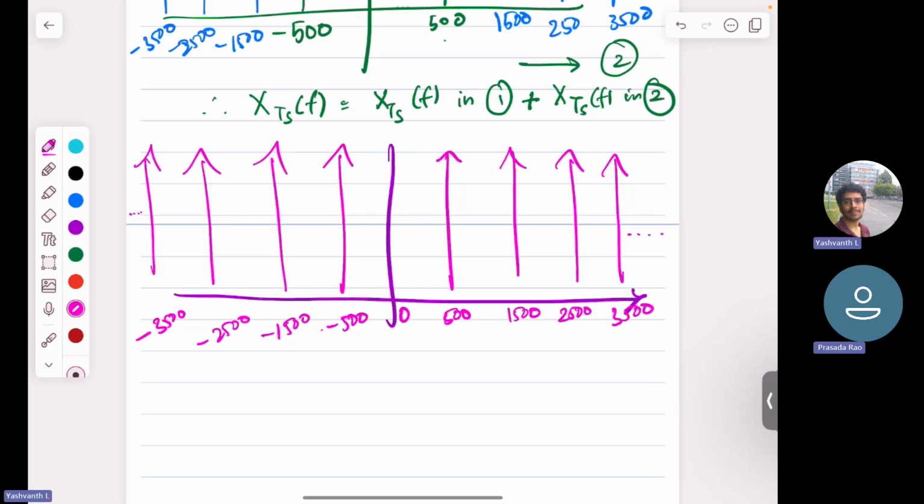Okay, sir. Previously no signals are there. Okay, sir. Right. Thank you, sir. Clear. Is the confusion clear? Okay, fine.